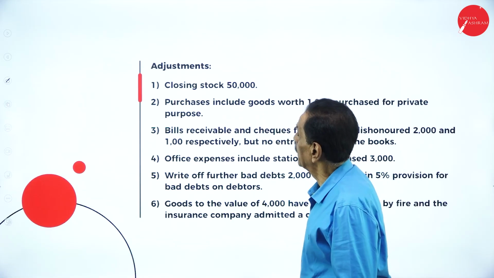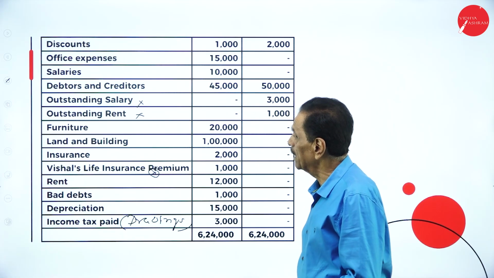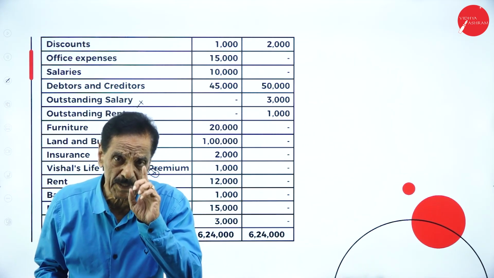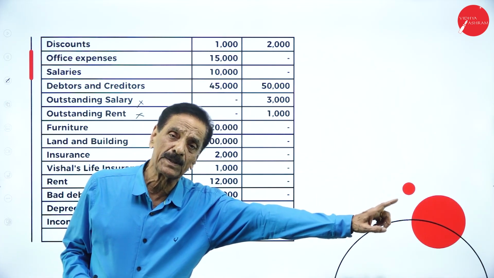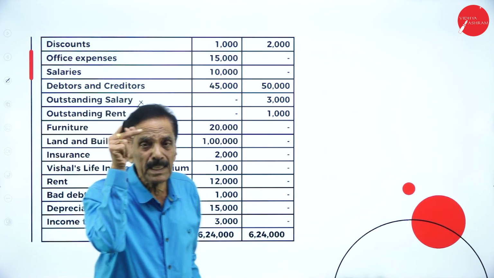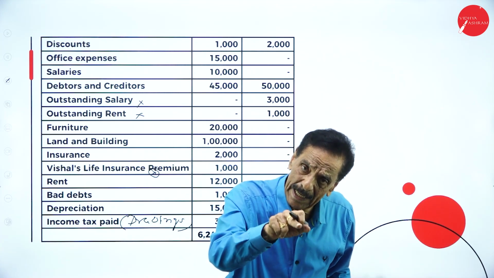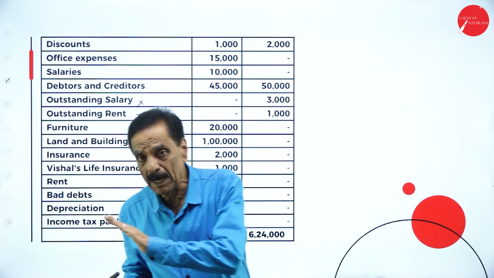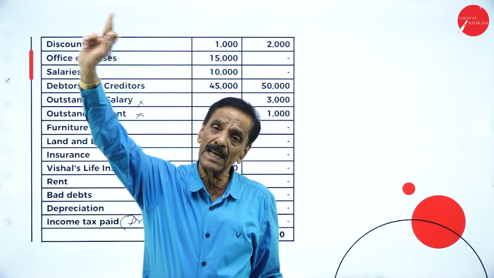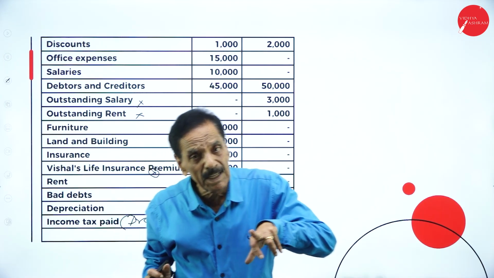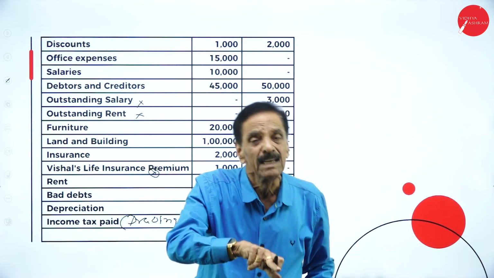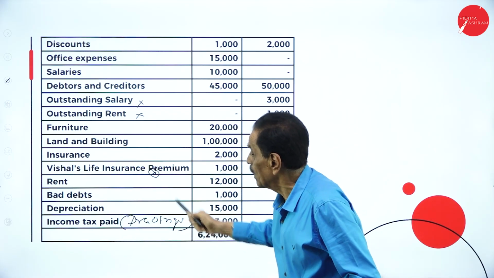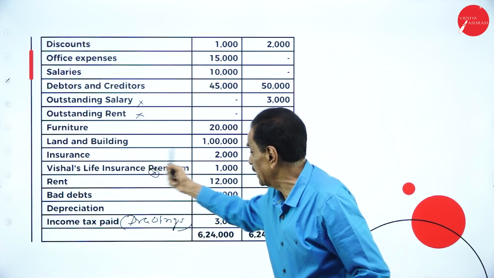I will explain then. Adjustment. Salary, outstanding salary. If the outstanding salary is in the trial balance, it goes directly on the liability side of the balance sheet. If it is given in the adjustment, add to salary, then only it will come on the liability side of the balance sheet. Life insurance is a general profit and loss account.